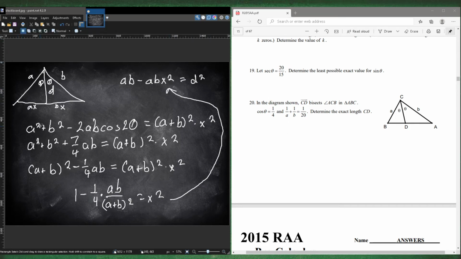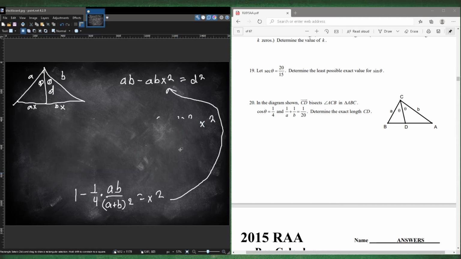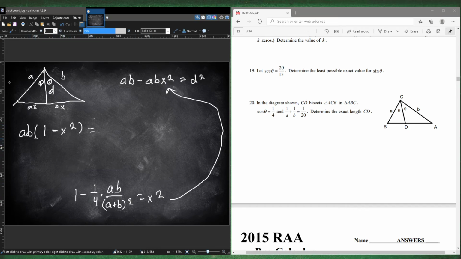So let's delete all of this. So this is just a lot of math to find relationships between stuff. So right here, we just factor out our a times b. So this is just 1 minus x squared is equal to d squared. So we have 1, which we could substitute into here, right? So then this would just be 1 minus a 1, so that would just cancel each other out. And then minus a negative makes this a positive. So this would just be ab times 1/4 ab over a plus b squared. And that would be equal to our d squared, right?